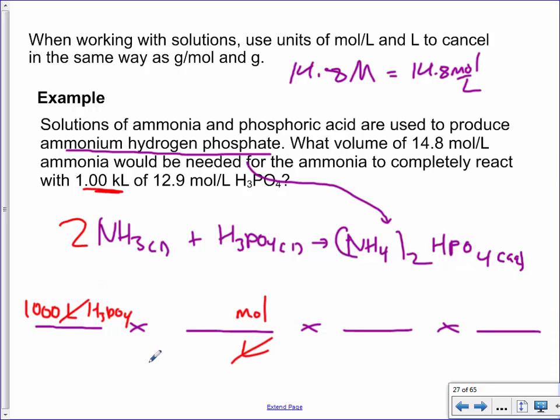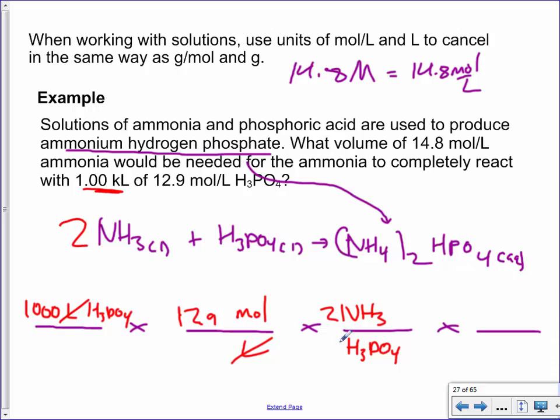So liters cancels. I need to find a moles per liter number that's applicable. We actually have two of them. I have a moles per liter number here, but that's for ammonia. Here, though, I have a moles per liter number for H3PO4. So the 12.9 goes there. Does that work? Then we no longer want to know about H3PO4 anymore, and we would rather know about ammonia.